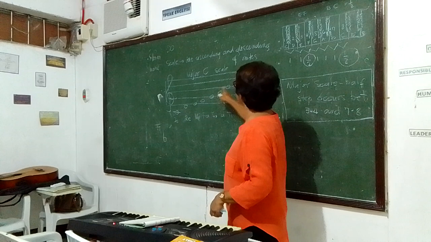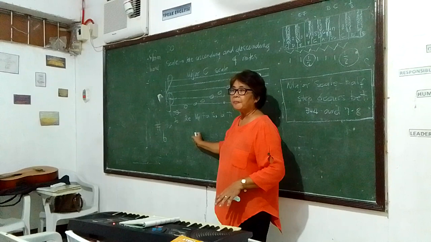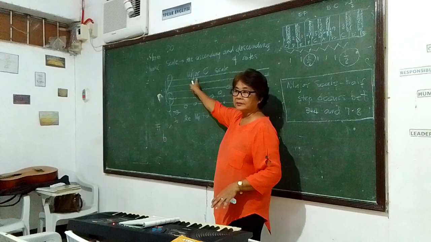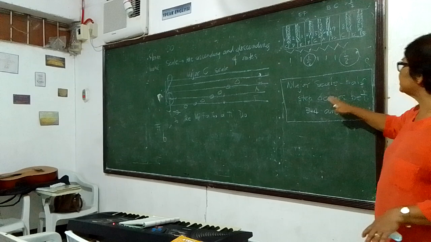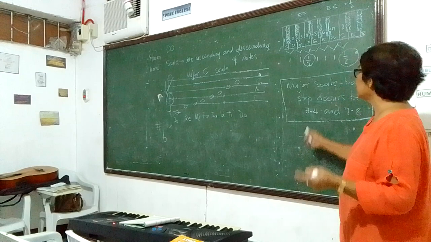Do you remember? F, A, C. Okay, so any question on this one? This is a major scale. Last time, we discussed the major scale. The half steps, of course, are between 3 to 4 and 7 to 8, no matter where you start your Do.